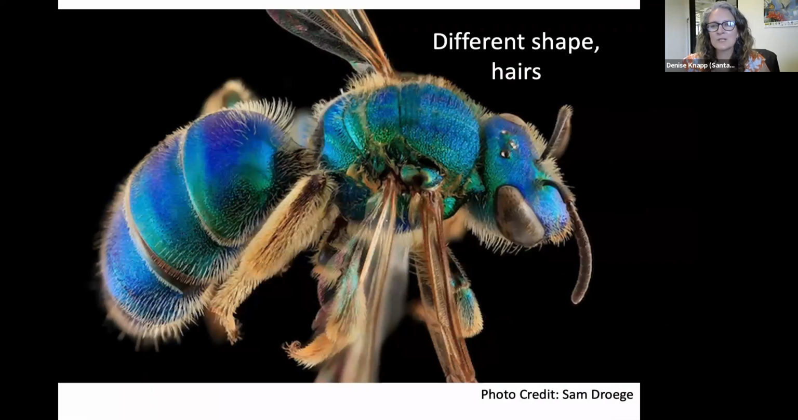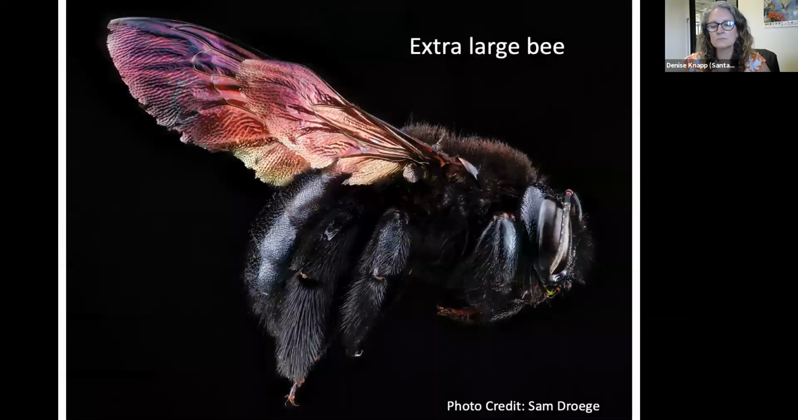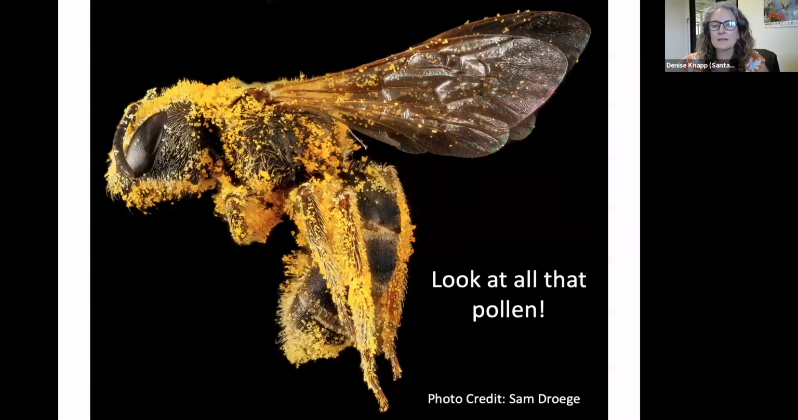Next. Bees can be beautiful and colorful. They'll have different shapes and different hair placement. You can see all the hairs on the legs, which are important for transferring the pollen. And this bee will be using different kinds of species. Next. Some bees come in extra large form, like this big carpenter bee. Next. And you can just look at all of that pollen that these bees are carrying. They have these branched hairs and even kind of an electrostatic charge that makes them really good for carrying pollen.